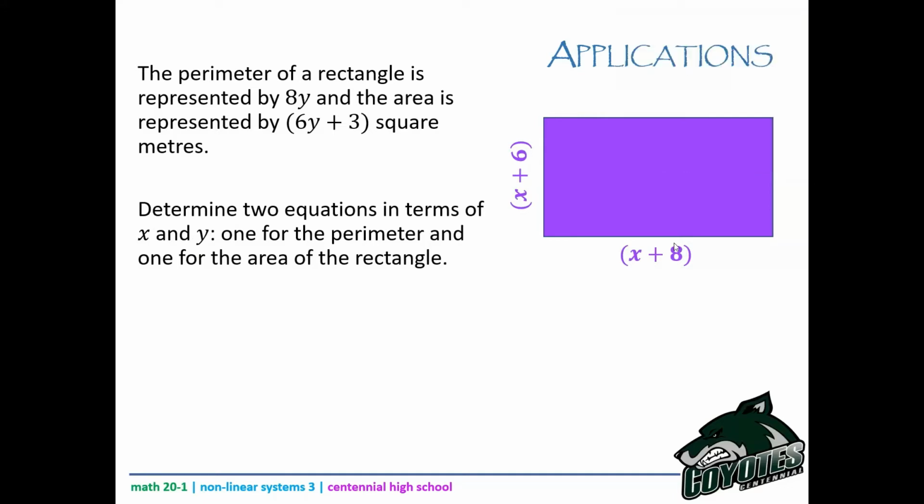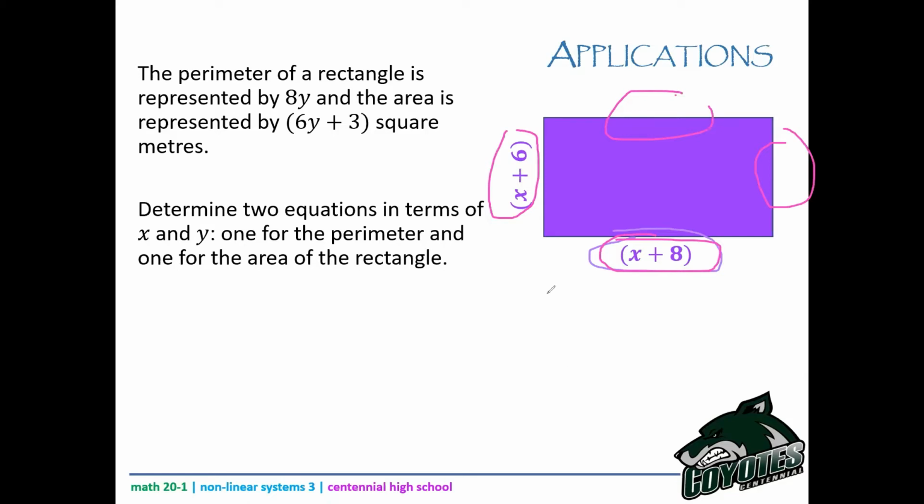I can see that this is x plus 8. I can do x plus 8 like that, but I know that this is also x plus 8. So I've got two x plus 8s, and then I can see this is x plus 6, but I know I have another x plus 6 over there. So I have two x plus 8s, and I have two x plus 6s. And that will be the perimeter, okay?